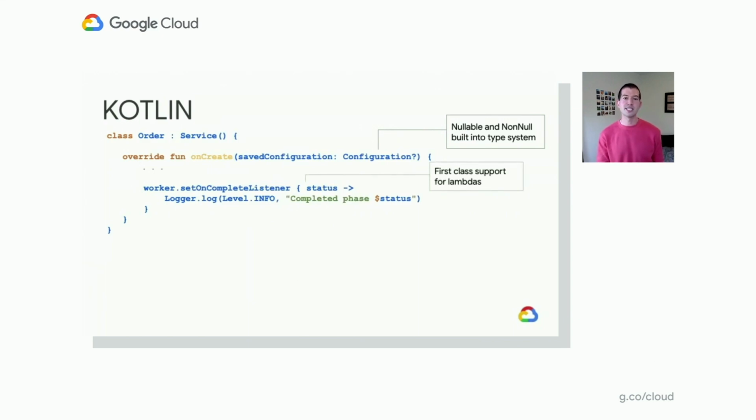Kotlin also has first-class support for lambdas through this nice trailing lambda syntax. And functional programming is a really core part of Kotlin as a language. Kotlin also has this template expression syntax that makes it so you don't have to mess with string concatenation as much. And this is a small one, but semicolons are optional. So one less thing to think about when you're programming.